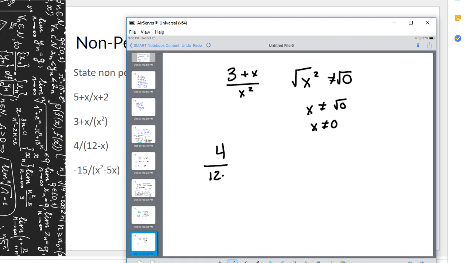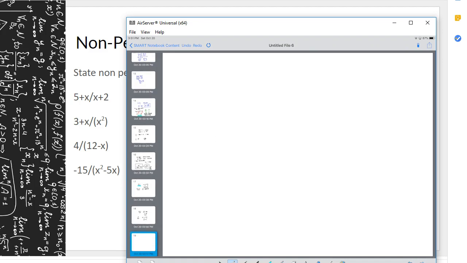4 over 12 minus x. Well, 12 minus x cannot equal 0. In this case, we want to isolate x by adding x to both sides. So this is just algebra. 12 cannot equal x, because if x equaled 12, our denominator would equal 0, and therefore we would have an undefined answer.